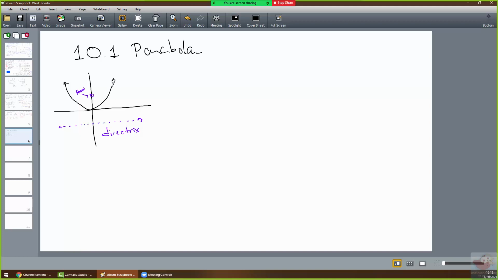And what that means is if I pick this point here and my drawing is totally not to scale, the distance from the focus to that point and the distance from that point to the directrix are the same. And that's true for any point on the parabola. So my parabola should actually open up a little bit wider so you can see that better, but what are you going to do?